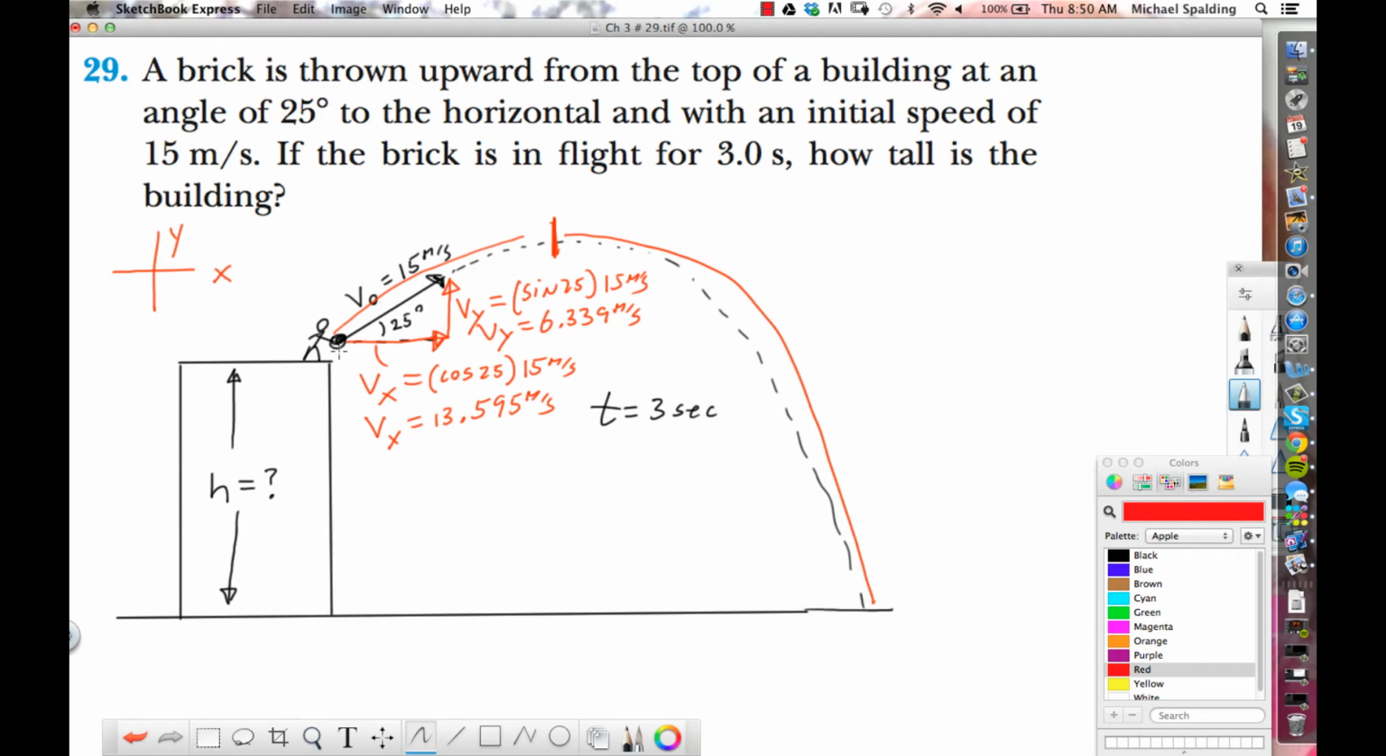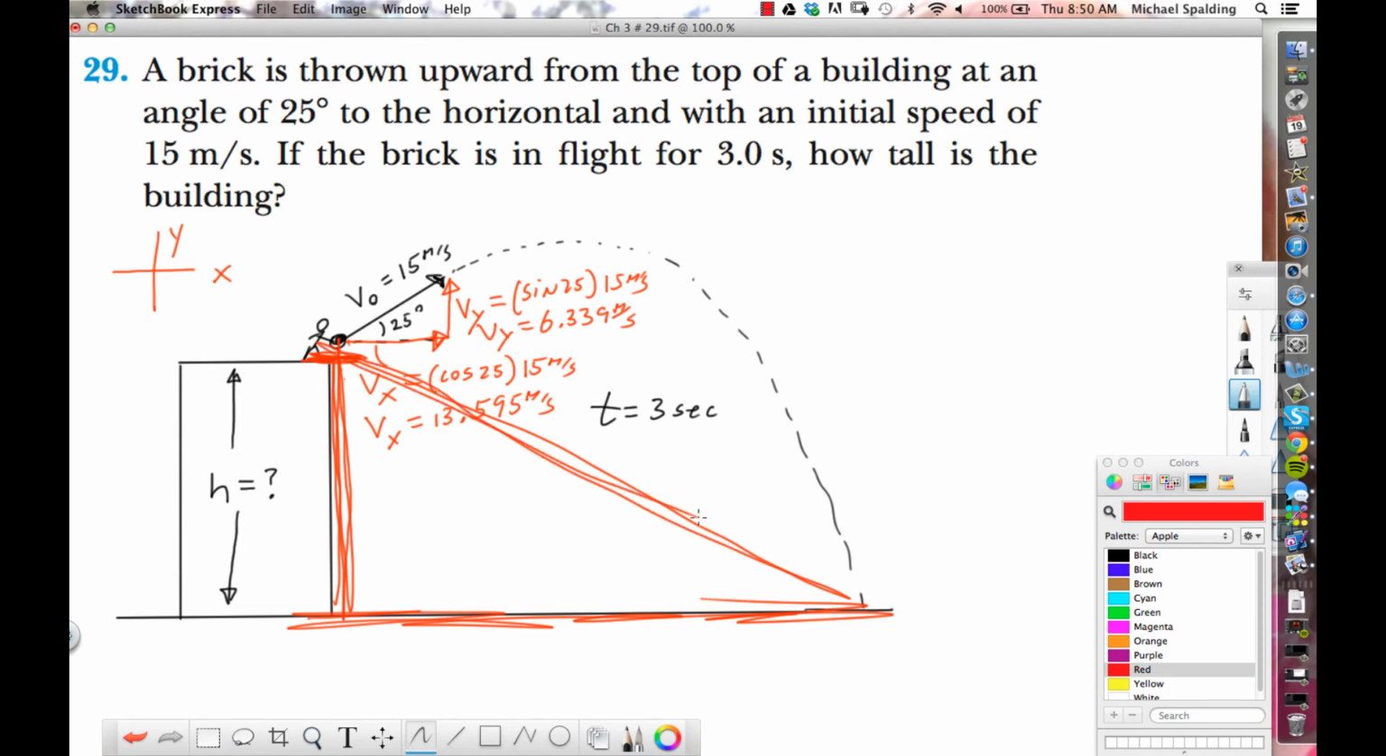So where does the brick start? Here, let me erase this. The brick starts at the top of the building, right here. Where does the brick end? Vertically, right? We're separating the x from the y. Vertically, where does the brick end? Down here, right? The height of the building is the vertical displacement. This right here is the vertical displacement. So it's not like, oh, that's the displacement. It's not that, because we're separating x from y. The vertical displacement is that, which is the height of the building.